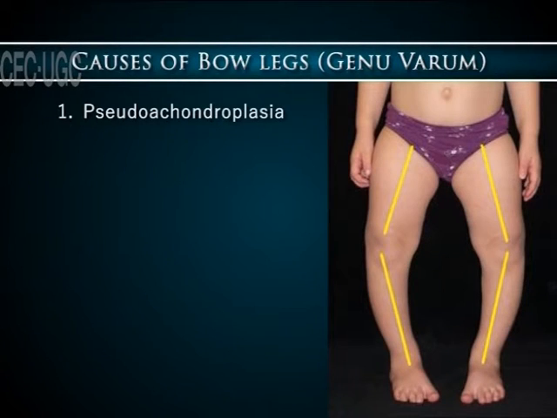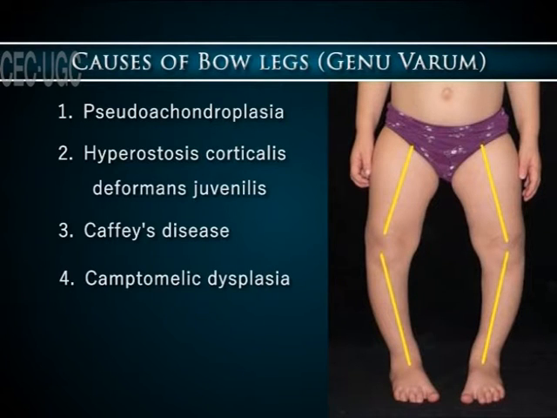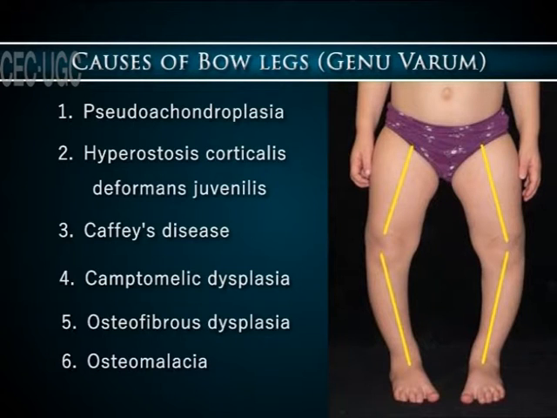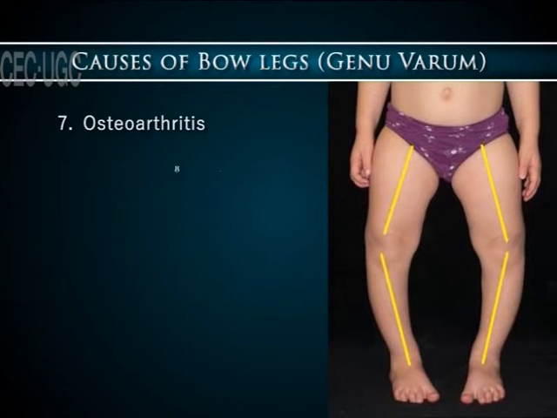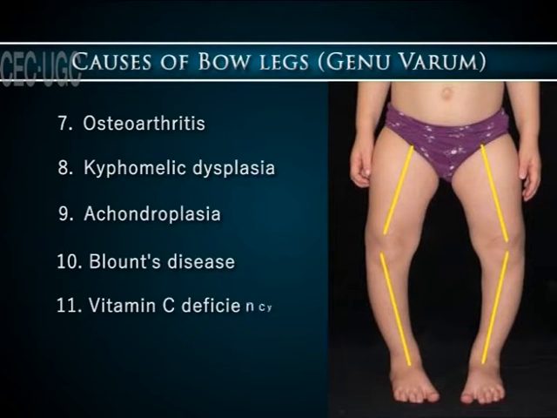A few disorders possible, medical disorder which can lead to genu-valgum in the body of the patient may include: first one, pseudochondroplasia; second one, hyperptosis cortical deformans juvenile; third one, cafe disease; fourth one, canthomelic dysplasia; fifth one, osteofibrous dysplasia; sixth, osteomalacia; seventh, osteoarthritis; eighth, kyphomelic dysplasia; ninth, endoplasia; tenth, Blount diseases; and last one is vitamin C deficiency.